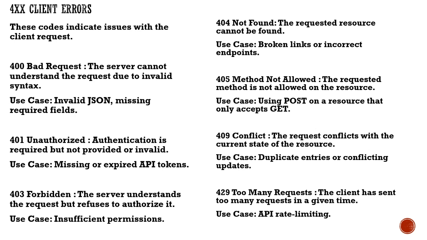So, just for instance, 400, which is a bad request: the server cannot understand the request due to invalid syntax. There is some problem with the request which is coming, right? So let's say the JSON is not in the proper format, it is invalid, or there are some missing fields or mandatory fields or something like that. So this indicates to the caller that you are not requesting it correctly.